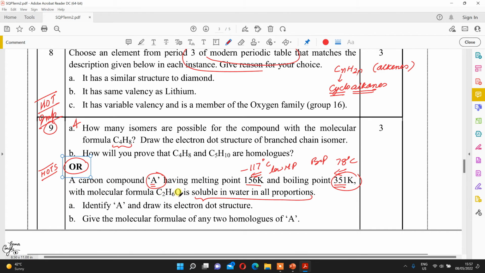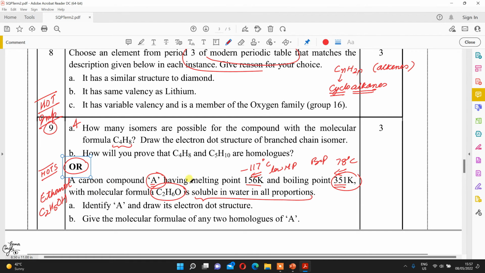With molecular formula C2H6O, it is soluble in water in all proportions. Now we know that covalent compounds are not generally soluble in water. They are soluble in organic solvents, but we do have exceptions in the terms of sugar, urea, and ethanol, drinking alcohol, with formula C2H5OH. All right. So C2H5OH is your drinking alcohol, which is soluble or miscible in water in all proportion. You take a small amount of alcohol or a large amount of ethanol, it is going to mix in water in all kinds of proportions.